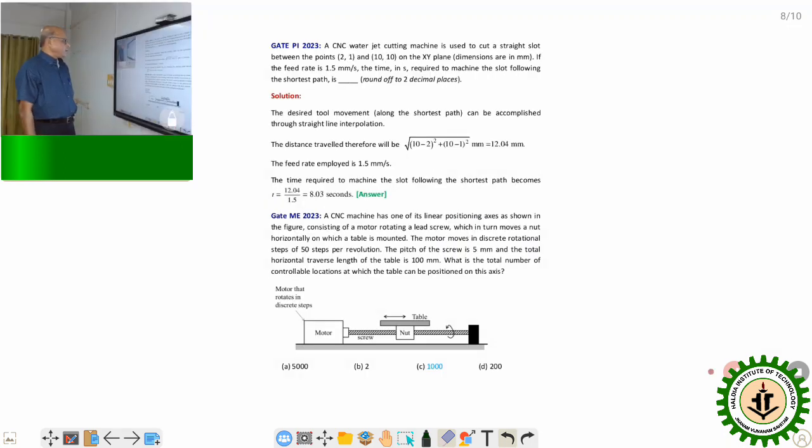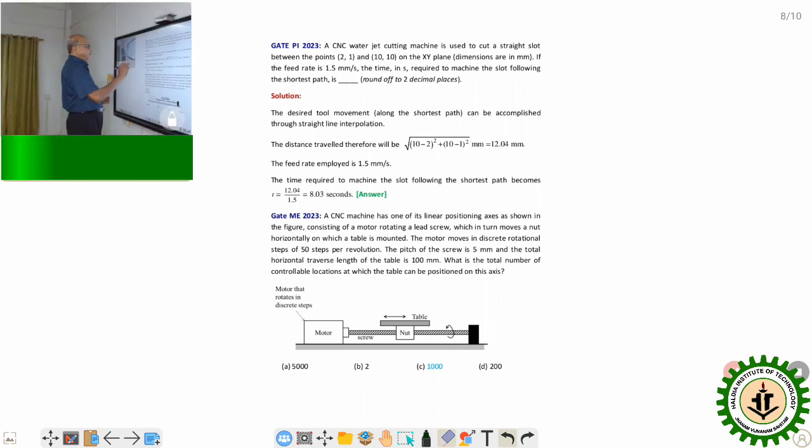GATE PI 2023. This type of problem we had discussed in the last class. We had it maybe a couple of years back. A CNC water jet cutting machine is used to cut a straight slot between the points (2, 1) and (10, 10) on the XY plane. If the feed rate is 1.5 millimeter per second, what will be the time in seconds to machine the slot following the shortest path?